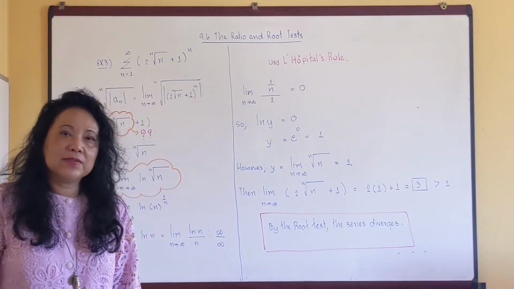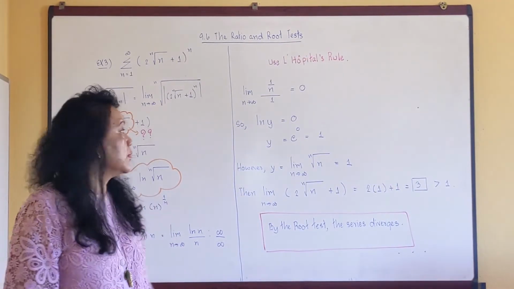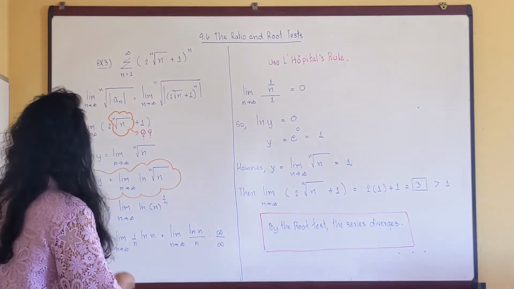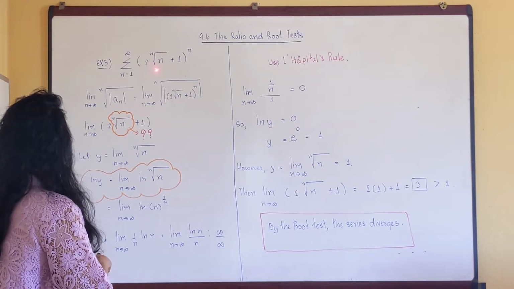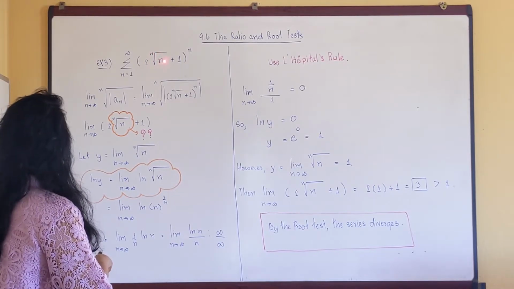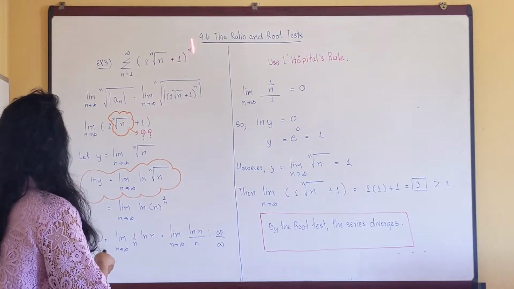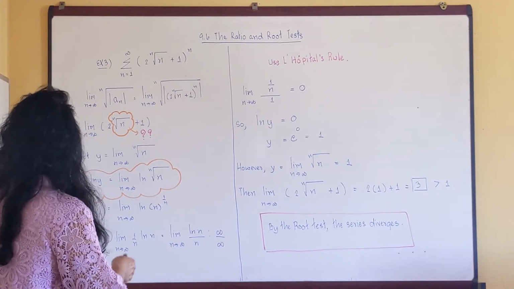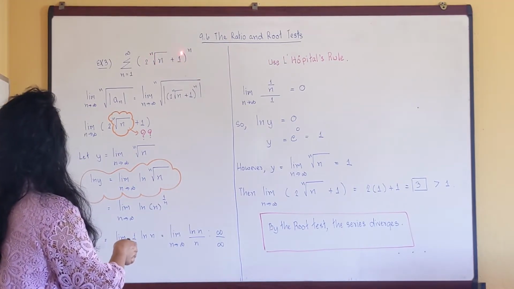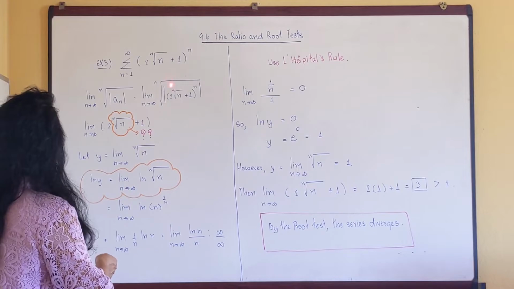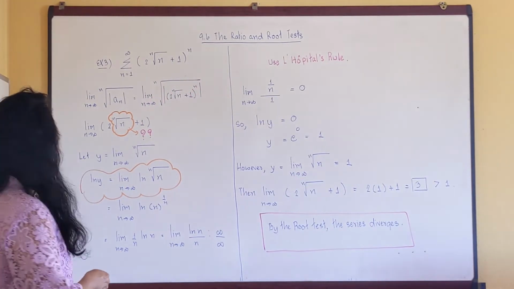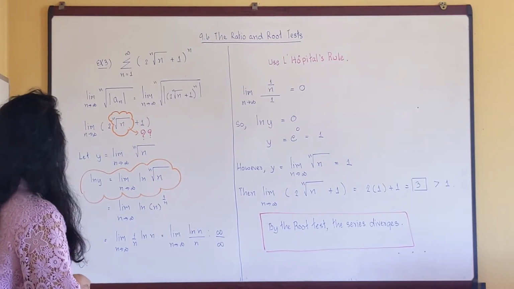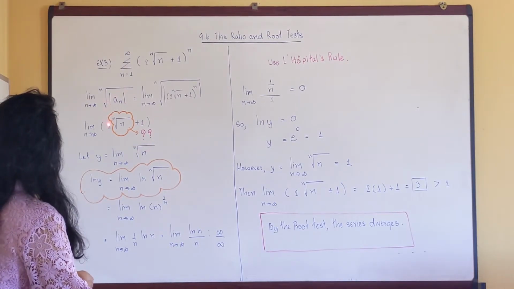Hi, let's look at our last example for the root test. I have this sequence here, 2 times the nth root of n, plus 1, the whole thing raised to the n power. So this is my a sub n right here. So I put it in absolute value and take the nth root. And then I end up with this term right here.